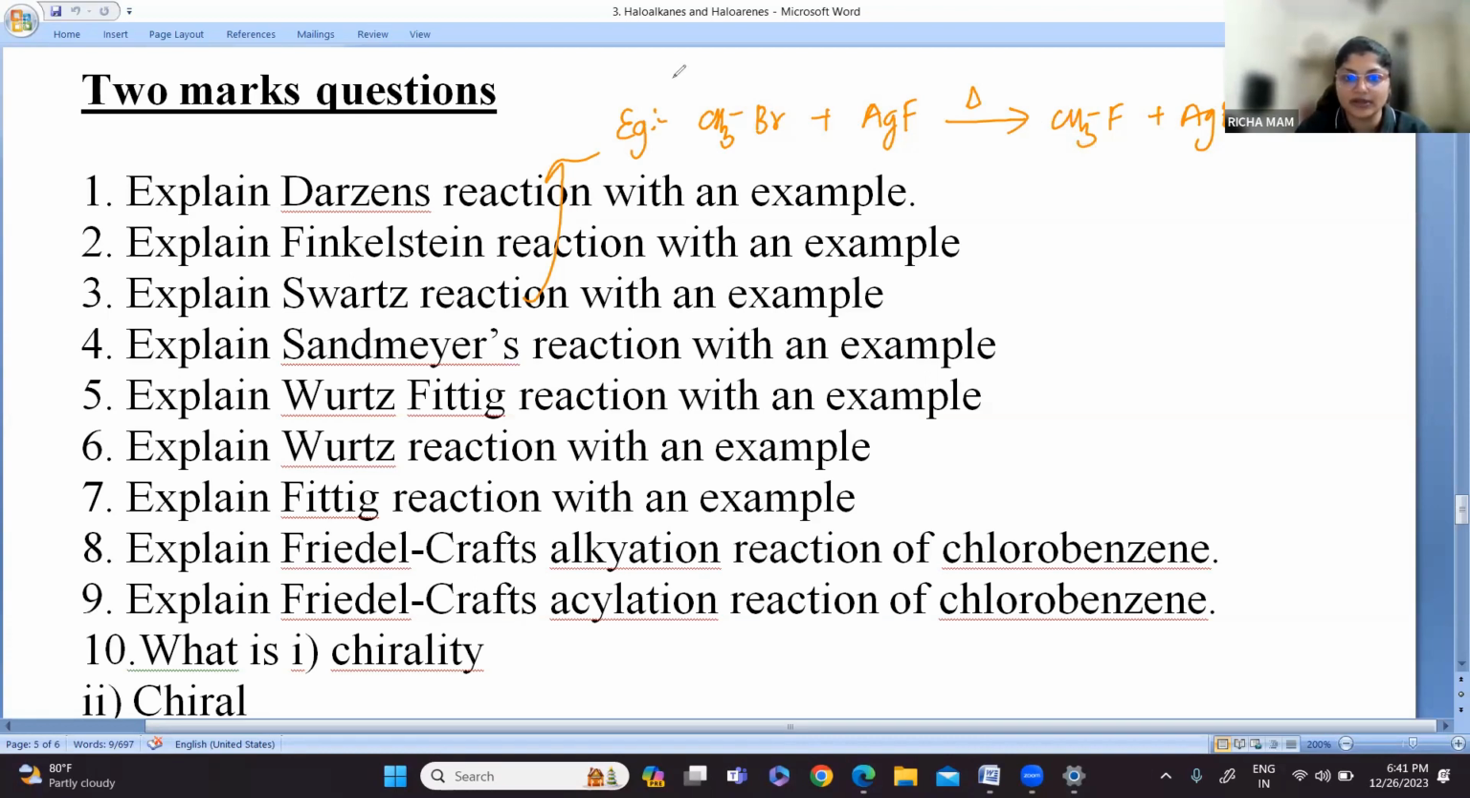So from this particular reaction, what is formed? Fluoroalkanes are prepared. So Swarts reaction: fluoroalkanes can be prepared by heating alkyl chlorides or bromides with silver fluoride. So this is a particular example. So we'll go for the next question.